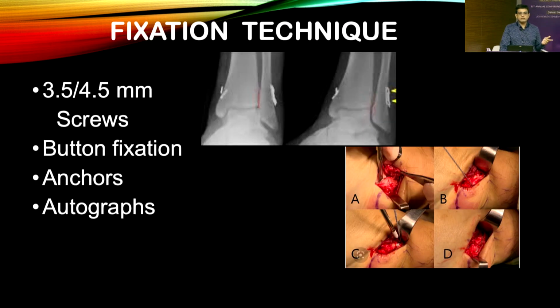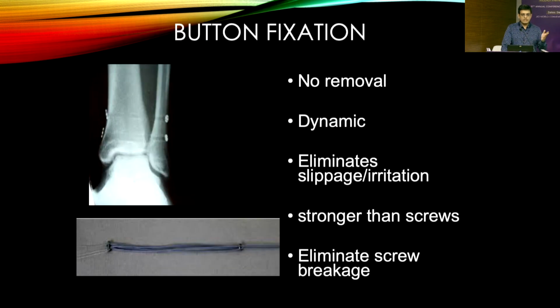And then regarding fixation techniques, screws are routinely used, 3.5 or 4.5, it depends, whatever you are comfortable with. There are newer devices like button fixation. Now anchors are also coming for repair, and some people have done autografts also. The recent trend is button fixation, because it doesn't need removal. It's a dynamic fixation. It eliminates slippage, is biomechanically stronger than screws as the studies said, and avoids the chance of screw breakage. When you allow weight bearing, there is always a chance of screw breakage, but it has its own complications.